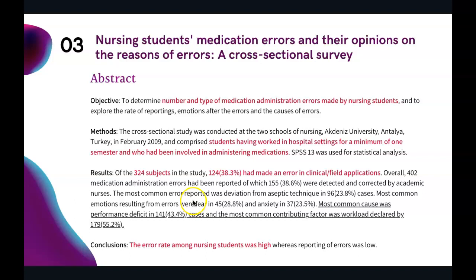The most common error reported was deviation from aseptic technique. The most common emotions resulting from errors were fear and anxiety. The most common cause was performance deficit, and the most common contributing factor was workload, declared by 179. The conclusion of this study says that the error rate among nursing students was high, whereas reporting of errors was low.